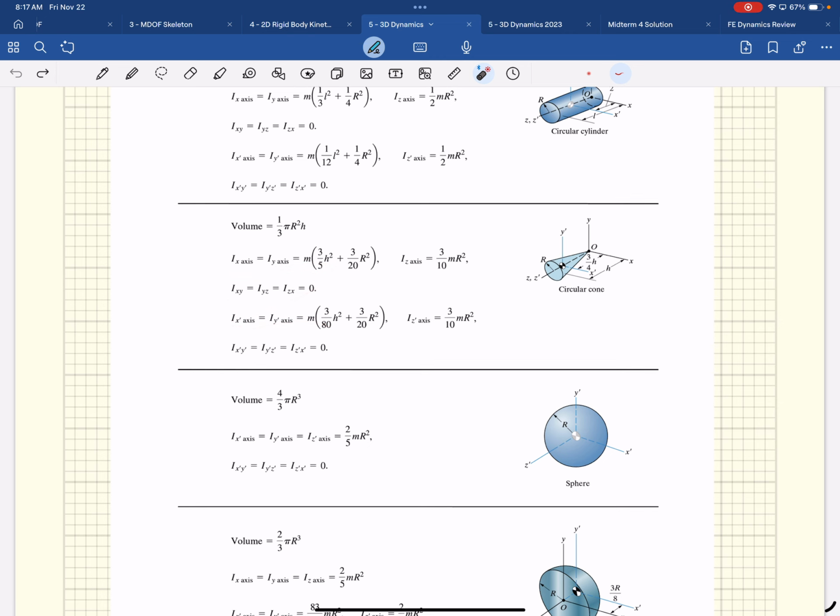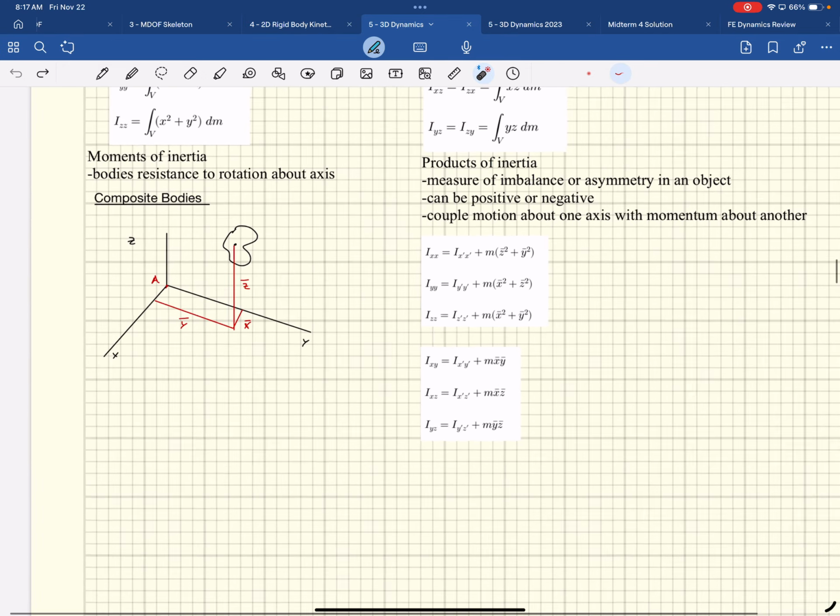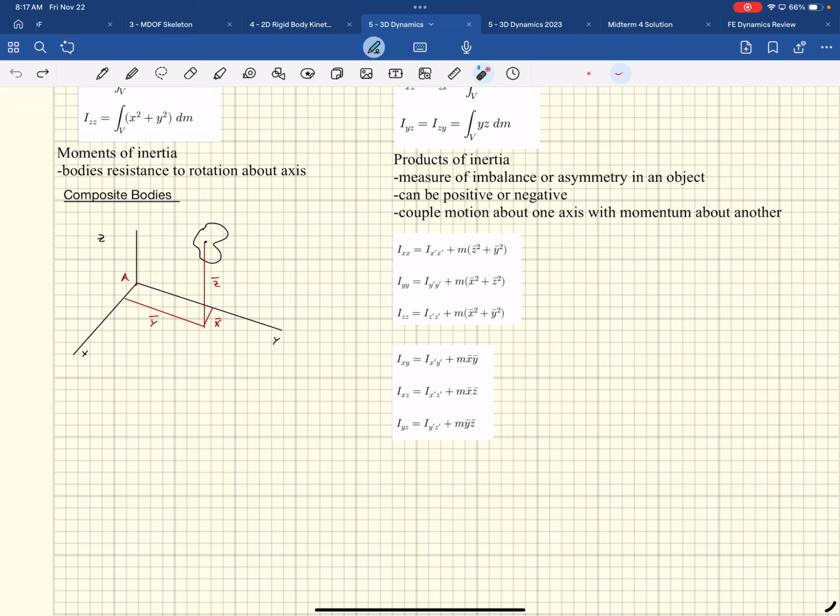In the book, a lot of times we just give those to you. You can also calculate them. If for some reason you have to build up your product of inertia or your moment of inertia, you could use the parallel axis theorem. So that's what this is about, this parallel axis theorem.